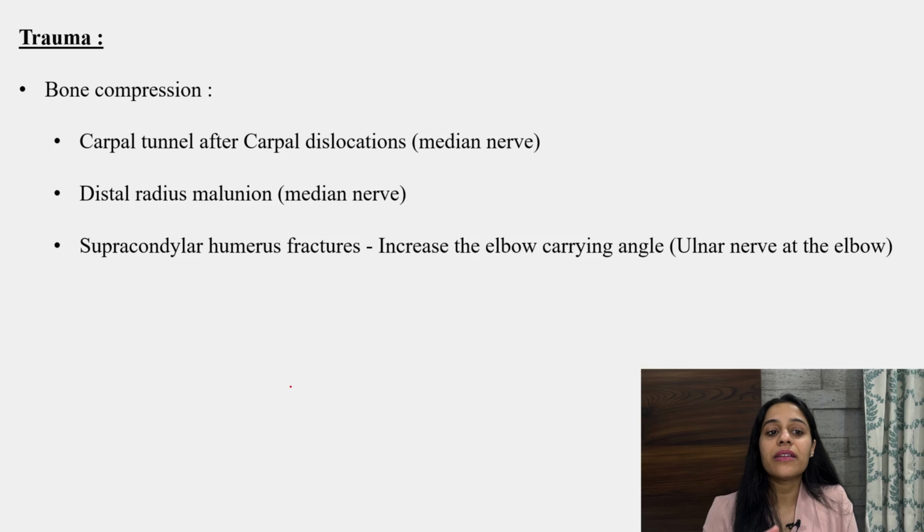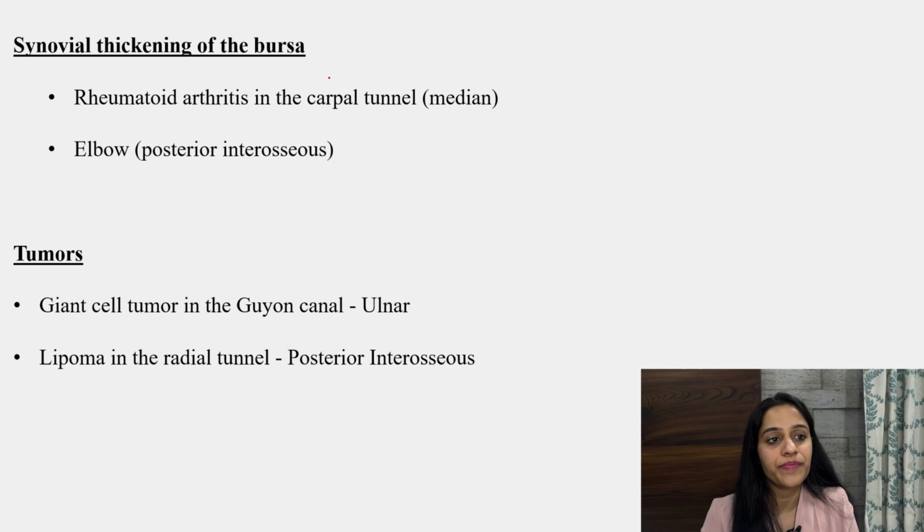Or when there is distal radius malunion, again median nerve can get compressed. Or in supracondylar humerus fractures, it alters the elbow carrying angle, which leads to compression of the ulnar nerve at the elbow. Synovial thickening of the bursa, okay, that is rheumatoid arthritis in the carpal tunnel. Again, any kind of inflammation can cause compression of the median nerve. Or similar thing in the elbow, posterior interosseous nerve can get compressed.